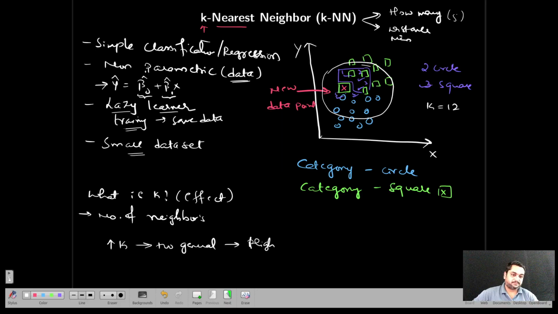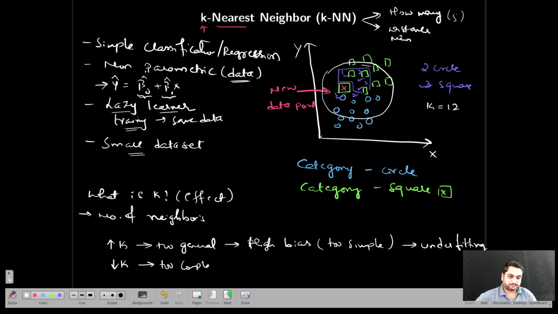That is high bias, because the model becomes too simple. So this we call underfitting. It is not able to capture the patterns in the data. If I reduce the k value, that means if I reduce the number of neighbors I have to find, it becomes too complex. That indicates high variance, and that leads to overfitting.